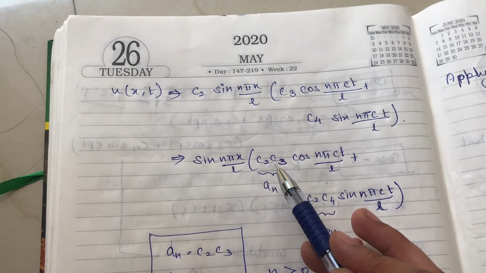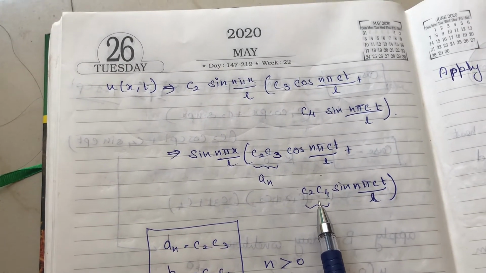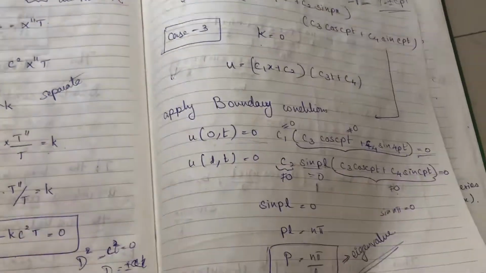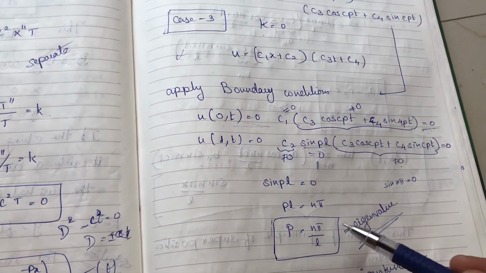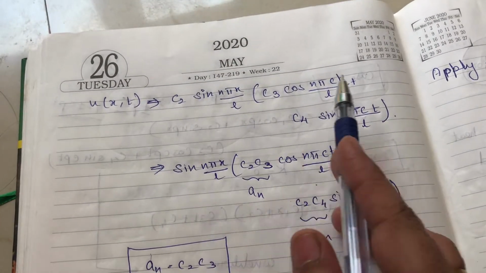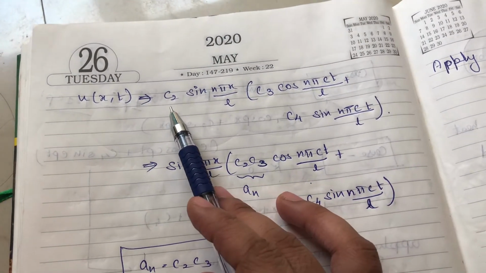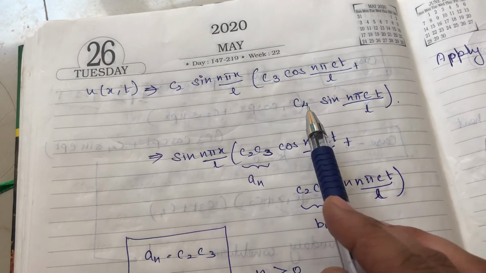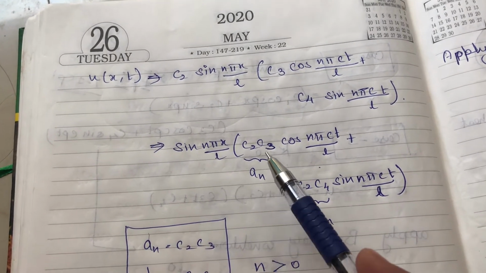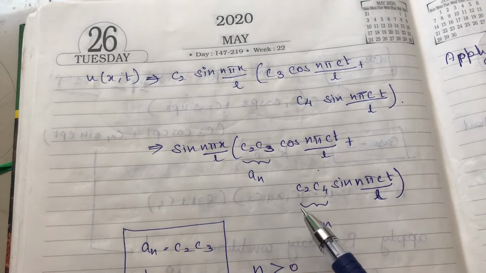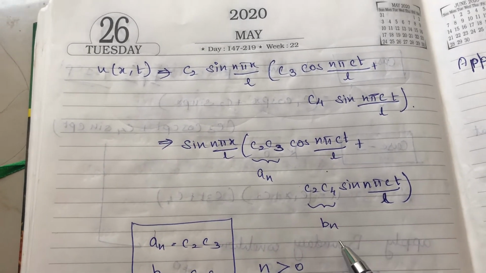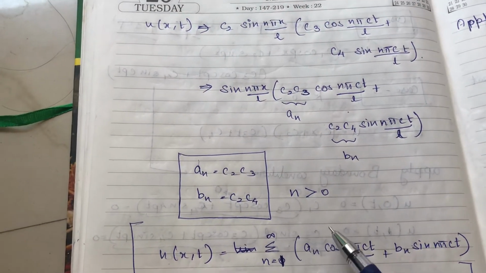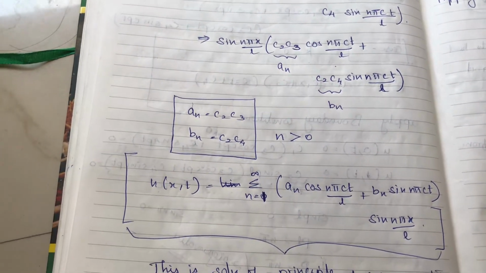So I will get C2, C3, C2, C4. In place of p, I just applied p equal to n pi by L, so that equation will become this. I am just multiplying this constant everywhere here. I am just taking this term as An and this term as Bn, for n greater than 0.